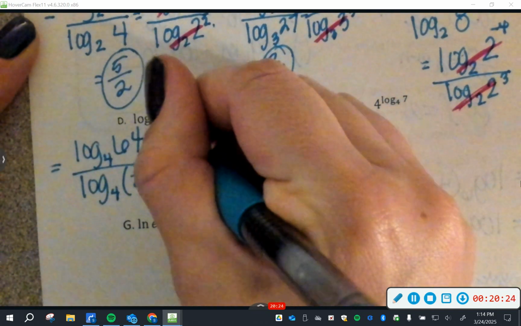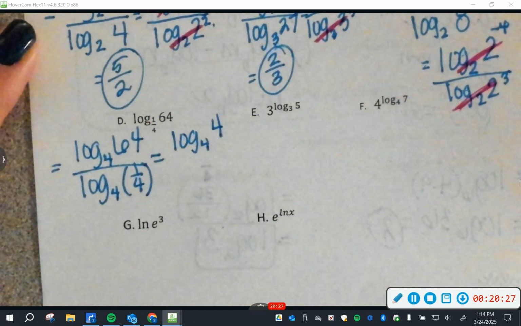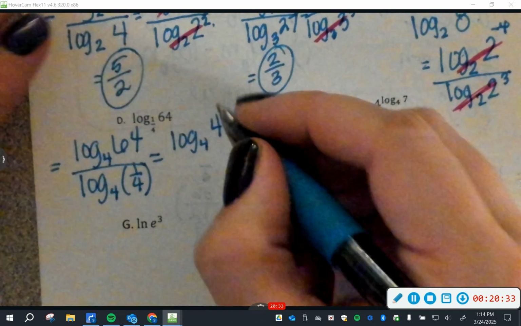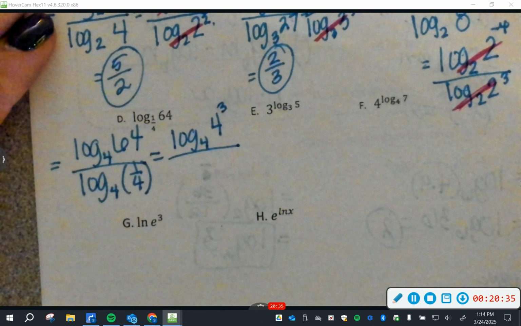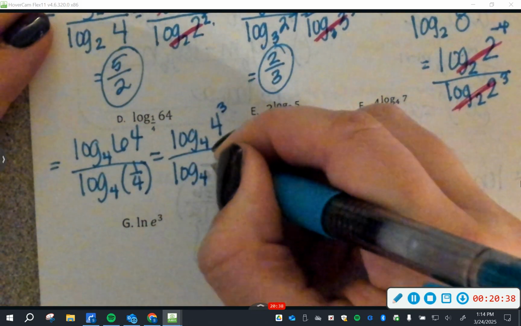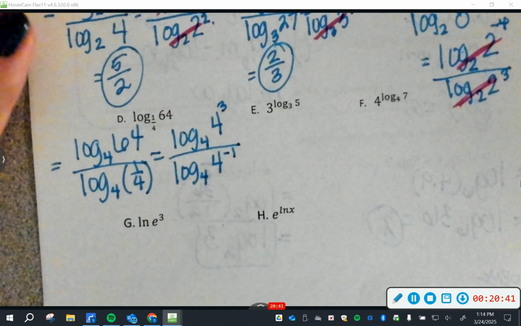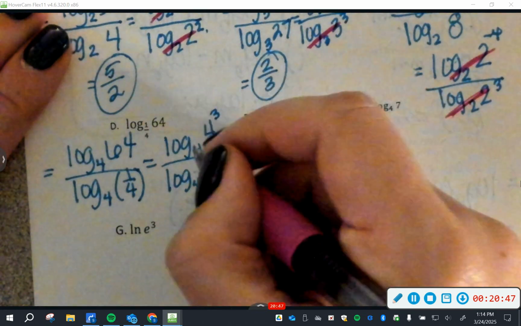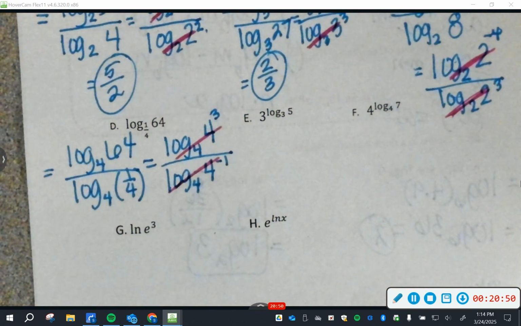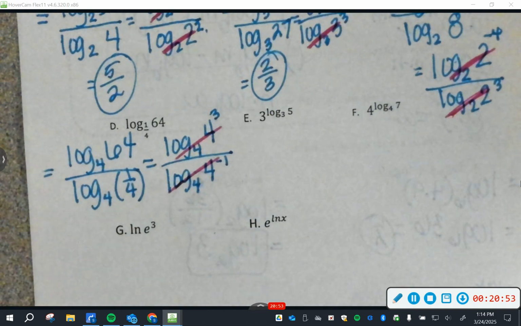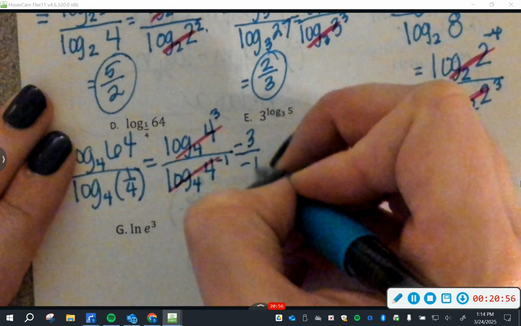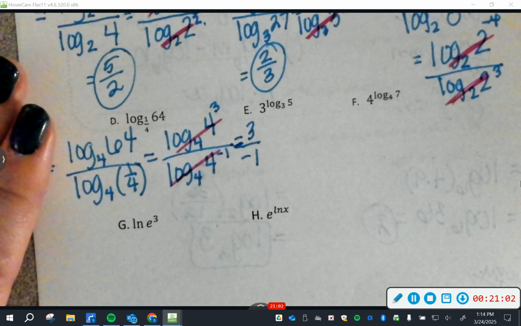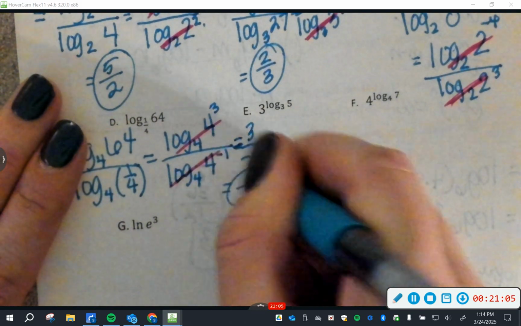Okay. Log base 4 of 64, which is 4 to the 3rd power. And then log base 4 of 4 to the -1 to make 1/4. Cancel, cancel. Woo! And we're left with 3 over -1. And 3 over -1, can't we simplify that to just be -3?